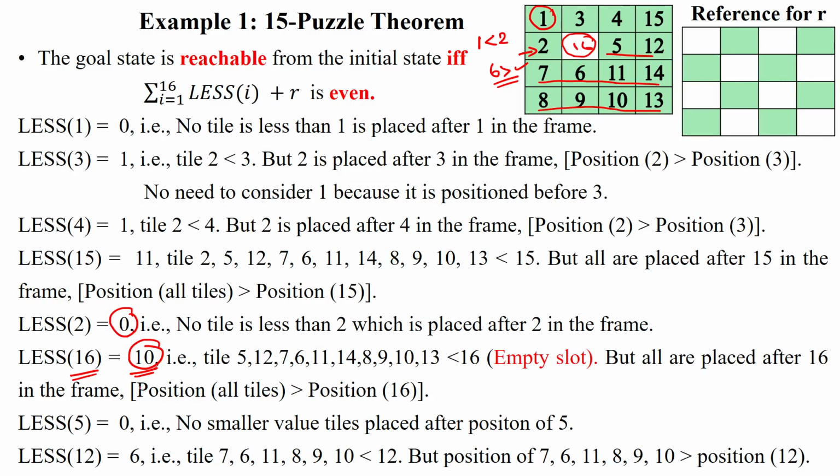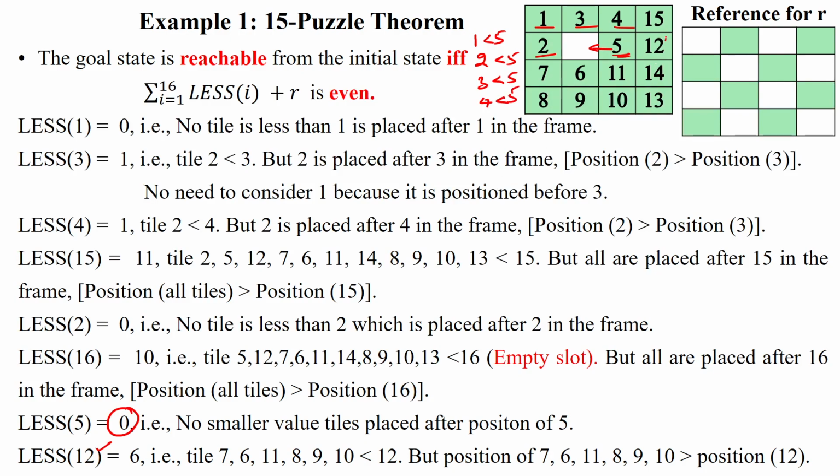Then less of 5. After the 5, is there any element? 5 has 4 possibilities: 1 is less than 5, 2 is less than 5, 3 is less than 5, 4 is less than 5. But all of 1, 3, 4, 2 are placed in front of the 5. That means the positions of all these elements are less than the position of 5, so we need not count. So it is 0.